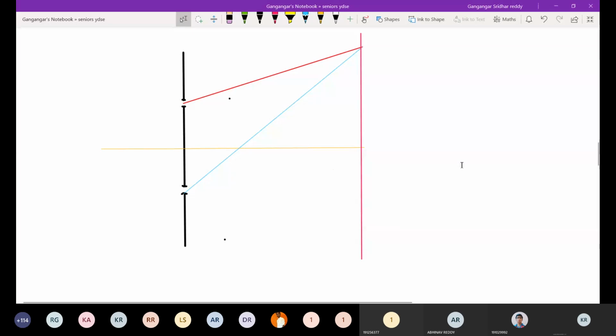Now I'll keep the source. So where is the source? Source will be here. Not on the axis. It is not on the axis. This is the axis, no? It is not on the axis.